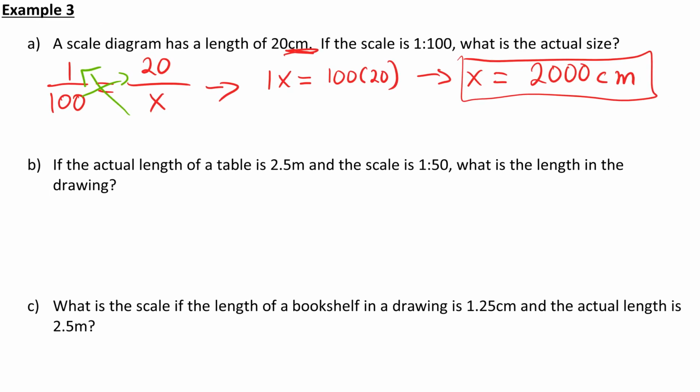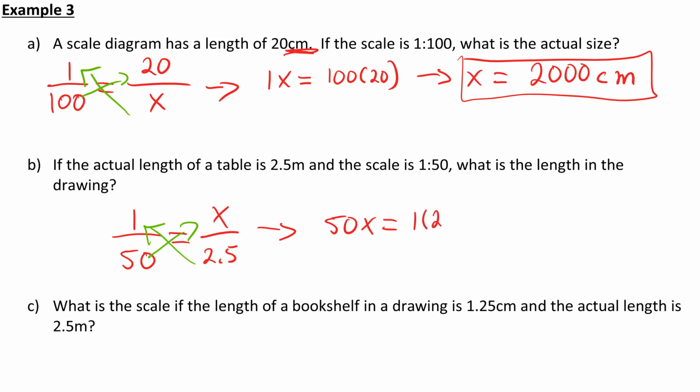For B, it says if the actual length of the table is 2.5 meters, so that's your original length, and the scale is 1 to 50, what is the length of this drawing? So we'd have 1 over 50 equals, we have the actual length, so our scale is on top, and our actual length is 2.5. So we've set it up now so that we can do our cross multiplication, which gives us 50x equals 1 times 2.5.